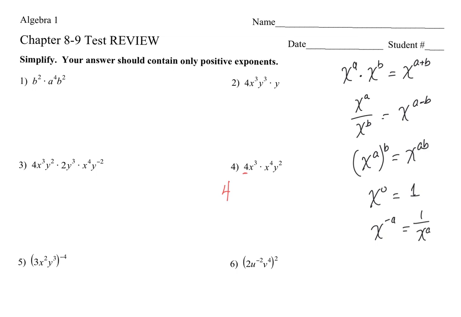All right, then I'm going to look at my x's. I have x cubed times x to the 4th. And then I have y squared. There's only one more piece that I can simplify here. What is it? So I'm simplifying those x's because I am multiplying like bases here. So my final answer here should be 4x to the 7th y squared. Can't do anything else with that particular one there.